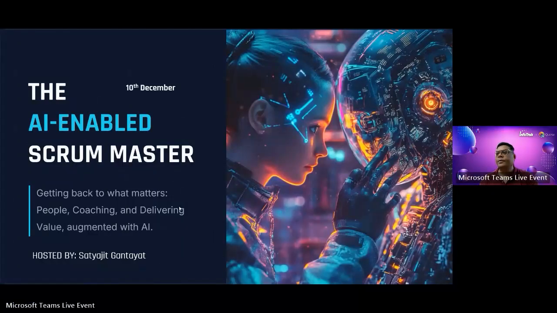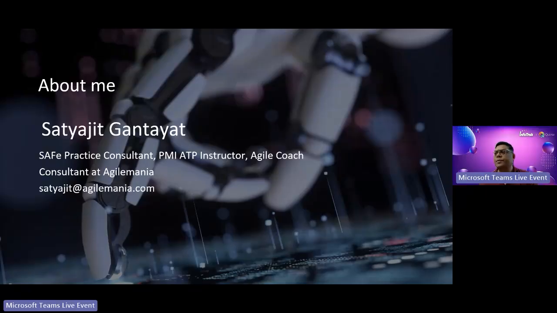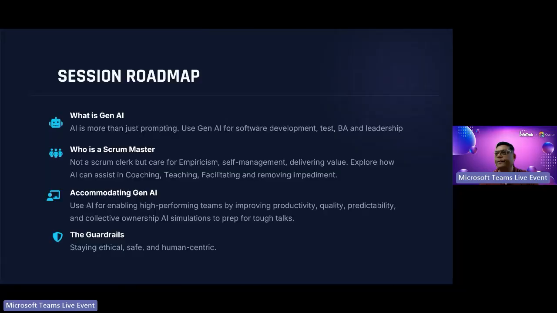So, getting back to what matters, Scrum Masters, we do coaching, we talk about people because for us, people matter, and we deliver value. But how can we leverage AI? There are a plethora of tools. So how can we leverage AI? That's what we will explore. Adam has already spoken about me, so I'm not going to spend any time here. I'll be your facilitator, or the speaker.